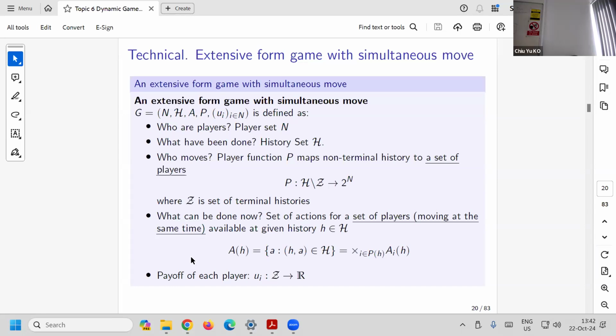So there's only two differences, right? The difference is who can move at a point of time given the history is more than one. That means the history will have to include the action of everyone who moves, right? And everything else is the same, right? So that is very simple.